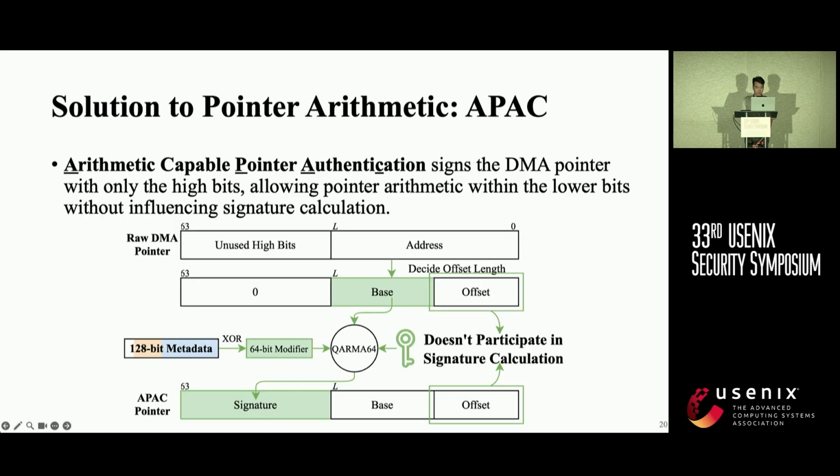As discussed, DMAs usually involve an offset, referred to as pointer arithmetic. This conflicts with the traditional pointer authentication mechanisms. We introduce arithmetic-capable pointer authentication to solve this problem. Instead of signing the entire pointer, the kernel determines the length of the high bits to be used in signature calculation. The signature is then generated using the high bits of the pointer, the metadata, and the key generated at boot time. This way, pointer arithmetic within the offset does not affect pointer authentication.